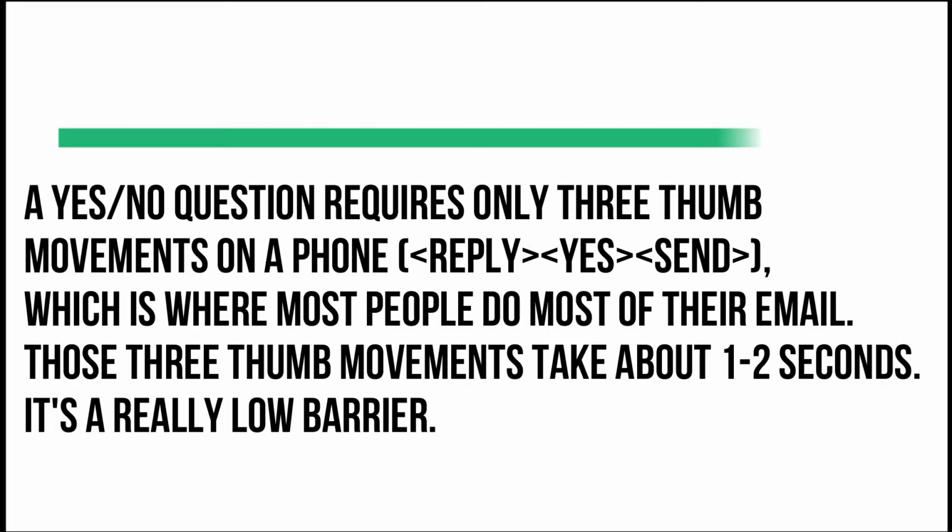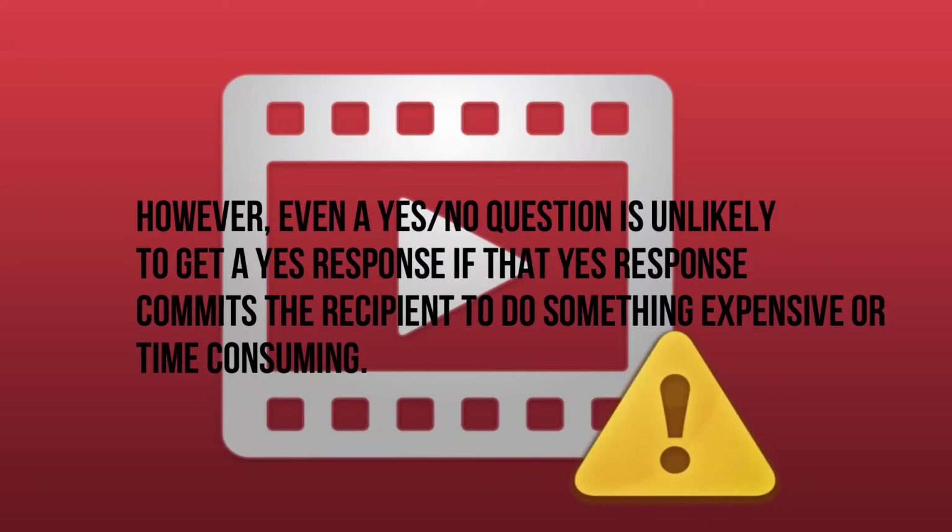A yes/no question requires only 3 thumb movements on a phone: reply, yes, send, which is where most people do most of their email. Those 3 thumb movements take about 1 to 2 seconds. It's a really low barrier. However, even a yes/no question is unlikely to get a yes response if that yes response commits the recipient to do something expensive or time-consuming.